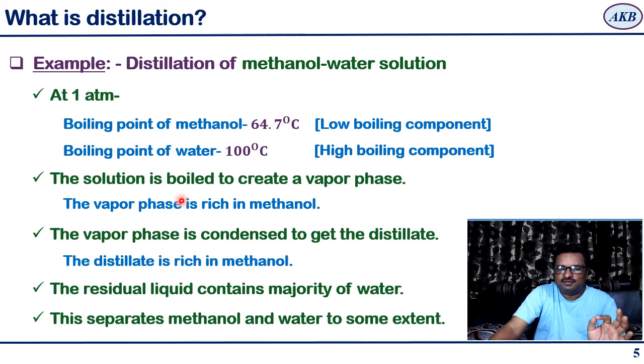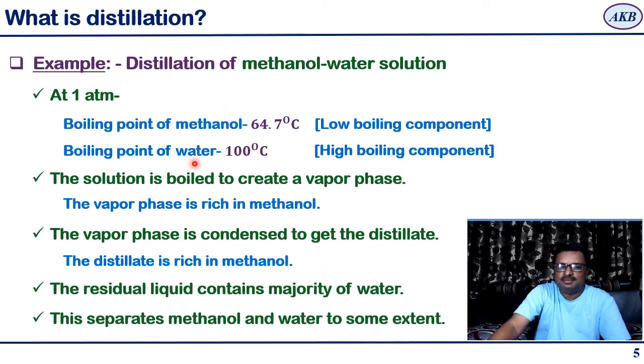Because we have boiled the solution once, and we have condensed the vapor phase once. There is no repetitive boiling and repetitive condensation. That's why the separation is limited. Separation of methanol and water is limited. You can increase the degree of separation by repetitive boiling and repetitive condensation. Okay, so we will understand that as we go into details of distillation.